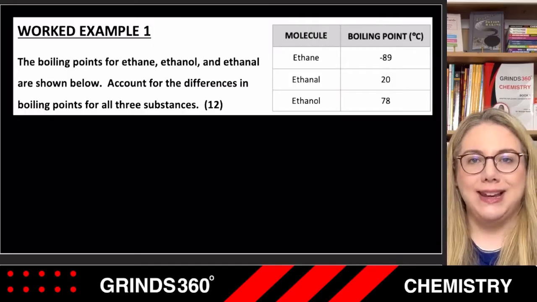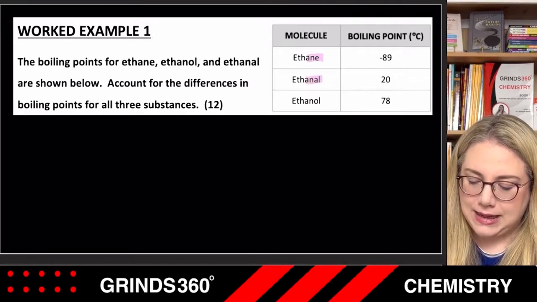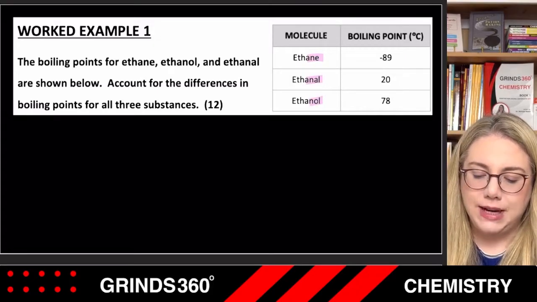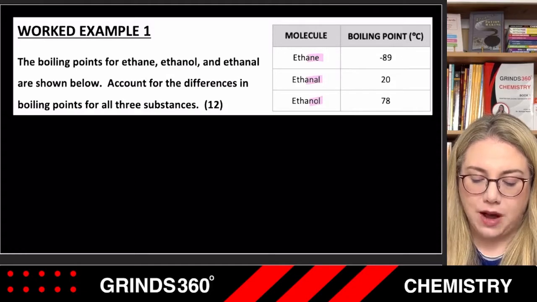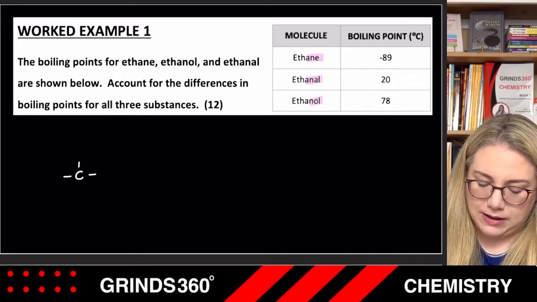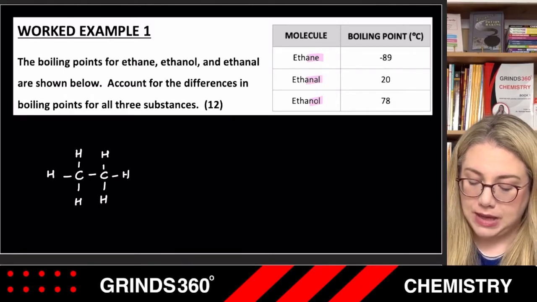Now, I'm going to highlight the ending to each of those names. I have ethane, ethanal, and ethanol. They are 3 different families of compounds. Now, if I was to draw them all out, just to make my life a little bit easier, it's not essential here, but if you're struggling to figure out whether something is polar or not, a diagram can actually help you. That's ethane.